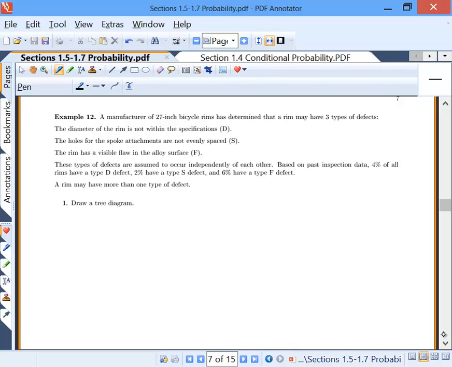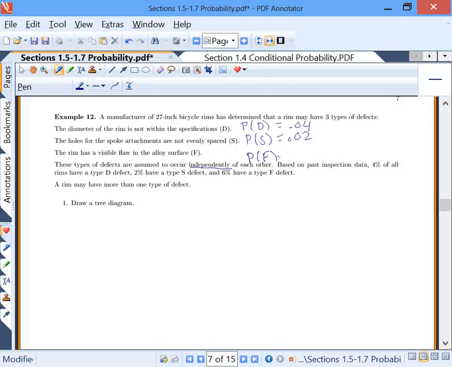Okay, these types of defects are assumed to occur independently of each other. Based on past inspection data, 4% of all the rims have a type D defect. So we have the probability of a D defect is 0.04. 2% have a type S defect, so the probability of S is 0.02. And 6% have a type F defect. A rim may have more than one type of defect, and we know that they all happen independently.